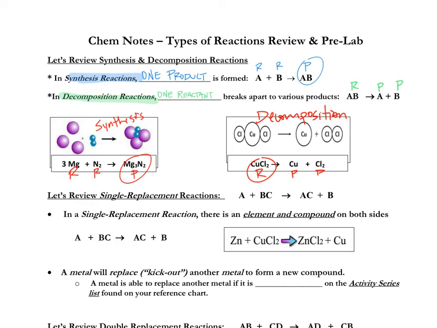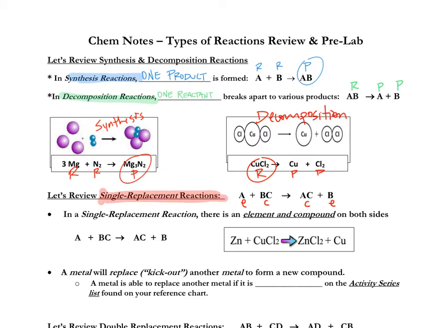Okay, so let's take a look at a single replacement reaction. In a single replacement reaction, remember you've got an element and a compound producing an element and a compound on the other side. Now, it doesn't have to be in the same order. It doesn't have to be element, compound, element, compound. It could be element, compound, compound, element. The key here is that it is an element and a compound on both sides of the arrow. So this is a single replacement reaction.